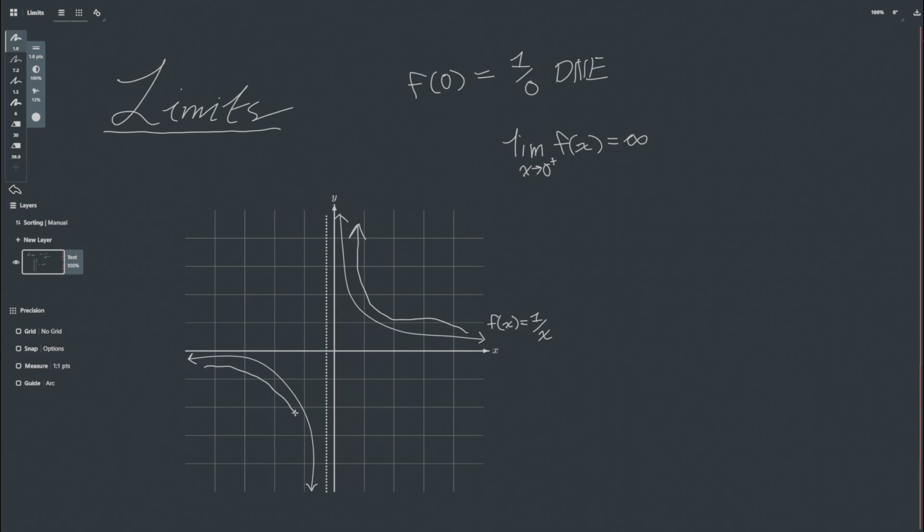Now let's look at the left side. So as we go from the left to the right and we approach x equals 0, we get closer and closer and keep going down to negative infinity. So we write the limit as x approaches 0 from the left of f of x equals negative infinity. So the left and right sided limits do exist. So then what about the general limit, just the limit as x approaches 0? Well, since the left and the right aren't equal, then we say the limit as x approaches 0 of f of x does not exist.